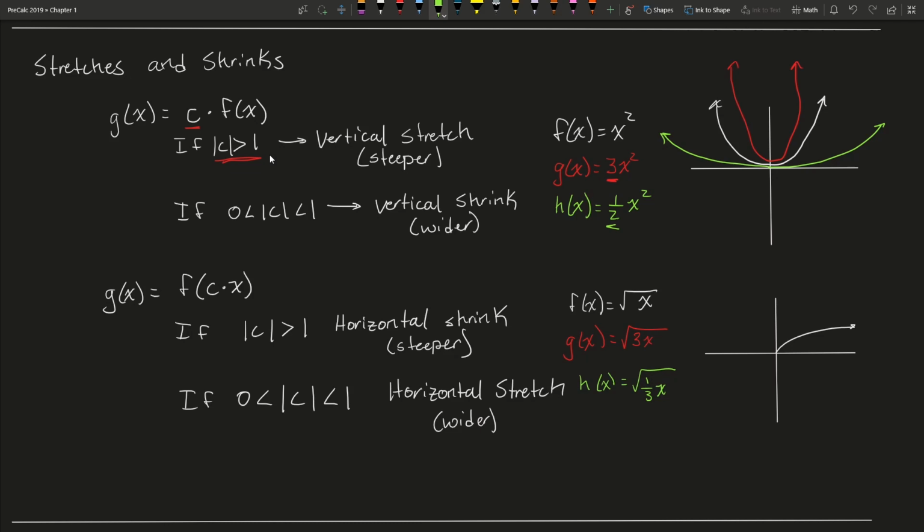We can also do a horizontal shrink and a horizontal stretch. So horizontally, we're always dealing with the inside of the parentheses, or our input. So if we multiply our input by something greater than 1, we have a horizontal shrink, which will make it steeper. So if you take our parent function f of x is equal to the square root of x, and instead we multiply our input by 3, it's going to be steeper. So it'll look something like this.